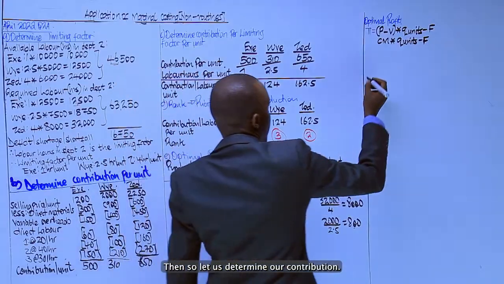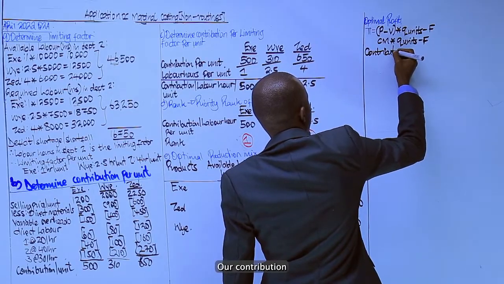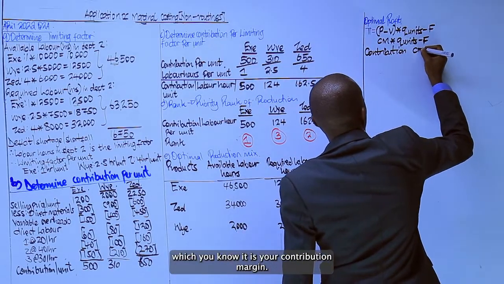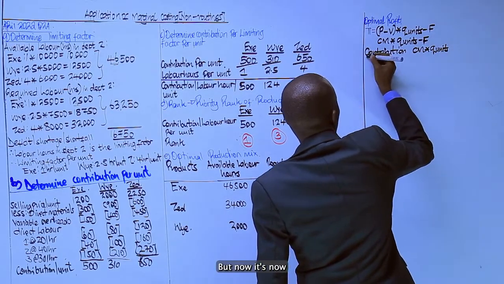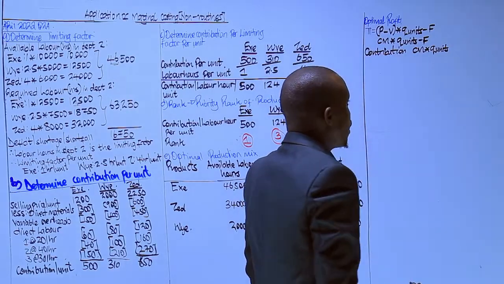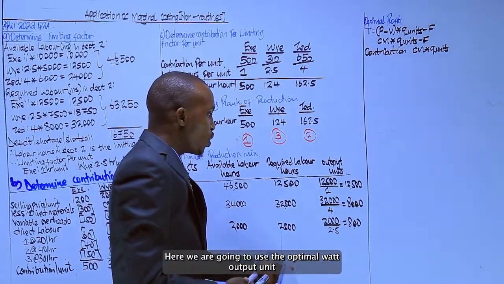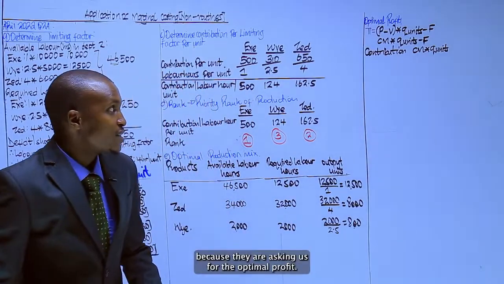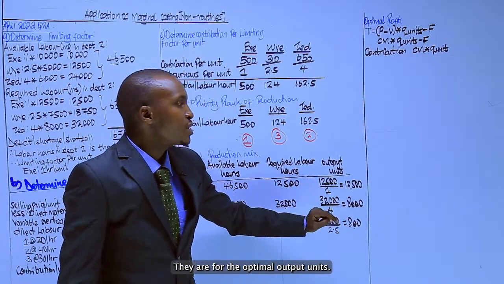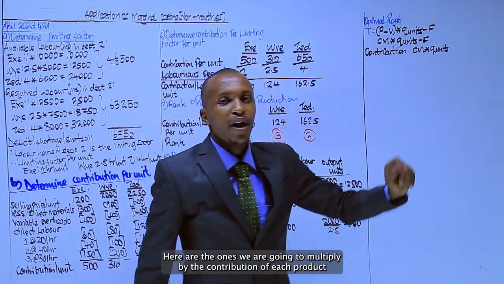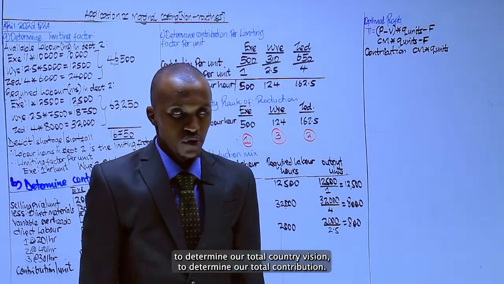Then, let's determine our contribution. Our contribution is your contribution margin multiplied by your units. But now, for these units, we are going to use the optimal output units, because they're asking us for the optimal profit. Therefore, the optimal output units are the ones we're going to multiply by the contribution of each product to determine our total contribution.